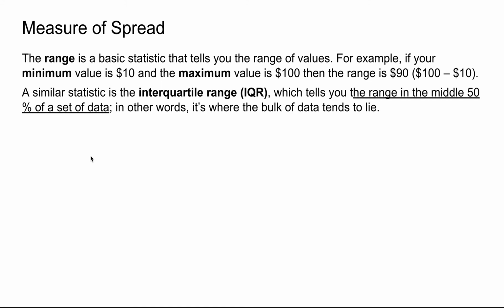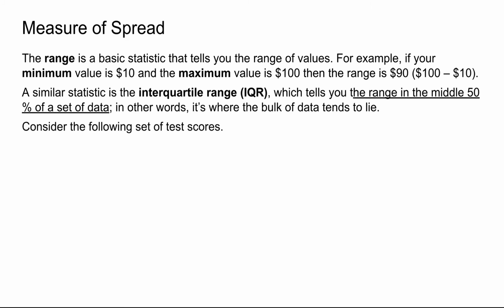A similar statistic is the interquartile range. When we were talking about median, I briefly talked about interquartile range, right? Interquartile range tells you the range in the middle 50%. So for range, we are covering 100% of the values from minimum to maximum. But for interquartile range, we are only talking about the middle 50%. In other words, it's where the majority bulk of data tends to lie.